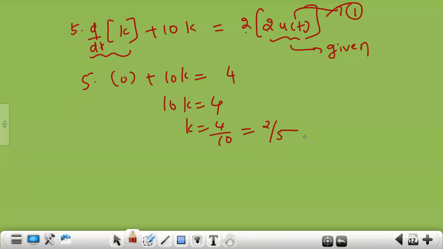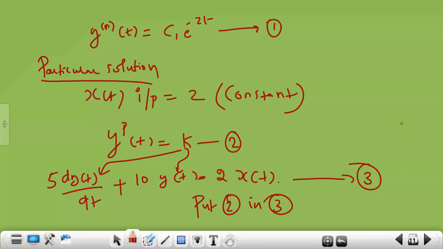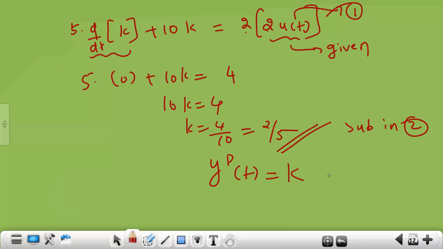This is your output. As we have already told, y p of t was k, from equation number 2. You just substitute this in equation number 2. Substitute the value of k in the particular solution. The particular solution is y p of t is equal to k. So therefore we can write y p of t as 2 by 5. Let it be equation number 4.